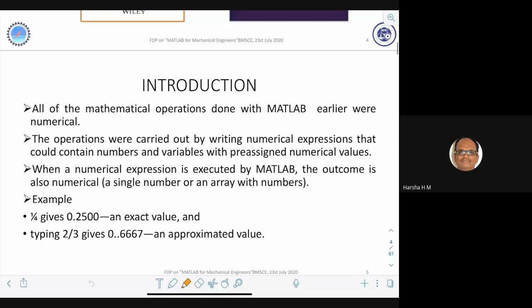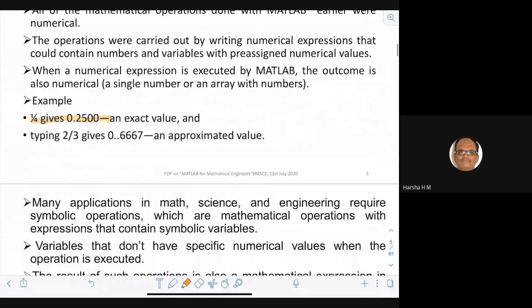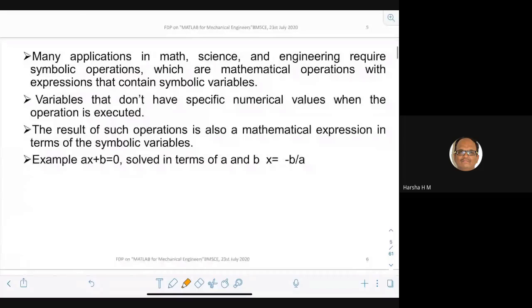So coming to the introduction part, so far we have just looked into some of the programs. We generally give you the output as a numerical value, okay? You're dealing with it in terms of numbers. So if you enter 1/4 in MATLAB, it gives you 0.25, or typing 2/3 gives you 0.667 as an approximate value. But there are a lot of applications in engineering which should be operated in terms of mathematical expressions.